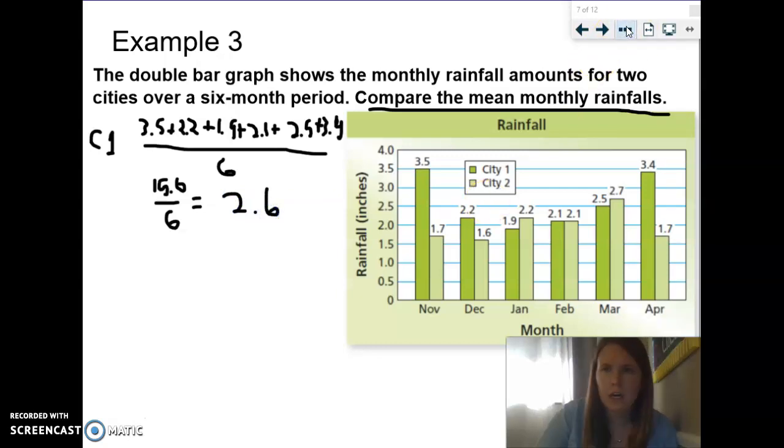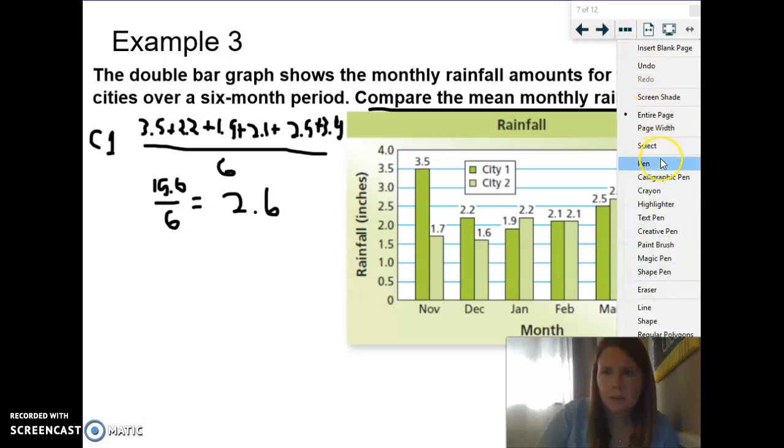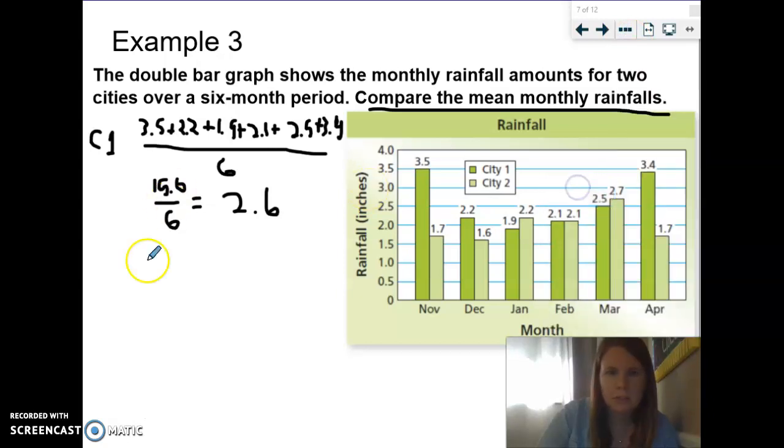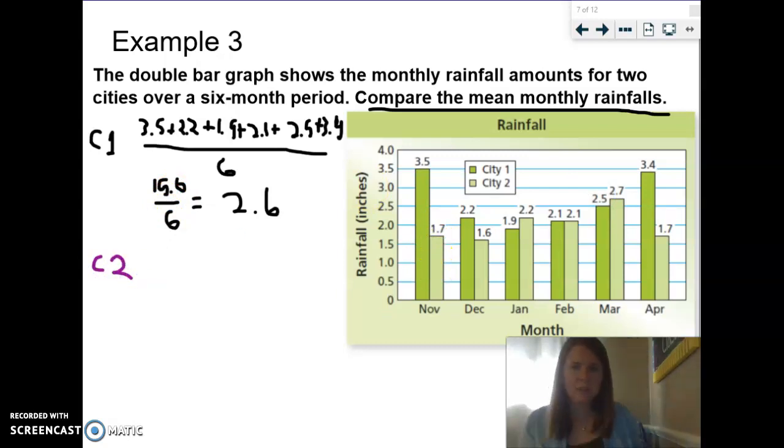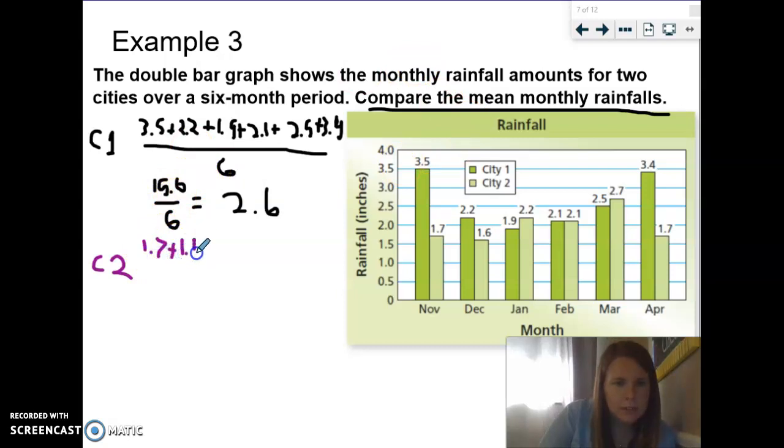Let's change color for city 2. I'm kind of feeling pink, purple, let's do it. Okay, city 2 is kind of this almost muted green, I don't know. So city 2 looks like for November I had 1.7. For December 1.6. No, January 2.2. It does get tricky as you go through this, making sure you're pulling out the right city, okay? Because there's lots of numbers here, so make sure you're looking at city 2 and you're pulling out the bar that has this value.